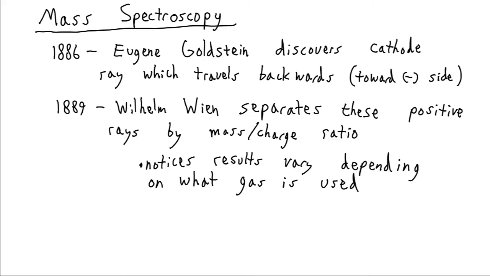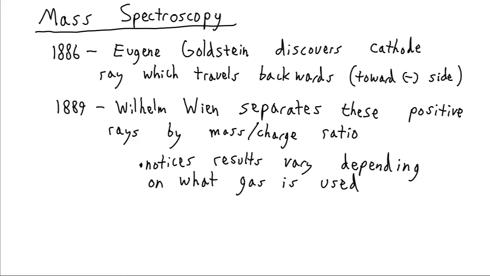This is further quantified by Wilhelm Wien. He separates the positive ray and gets different components which vary by their mass-charge ratio. And what's really interesting is depending on what gas they started off with in the tube before they mostly evacuated it, they get different results.